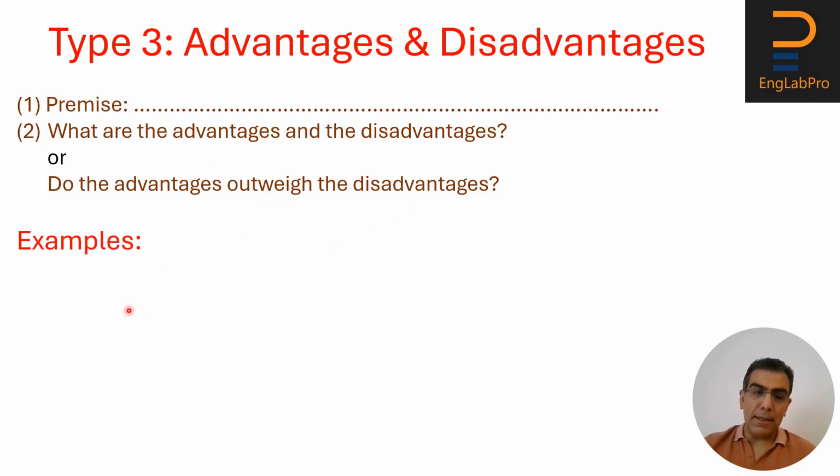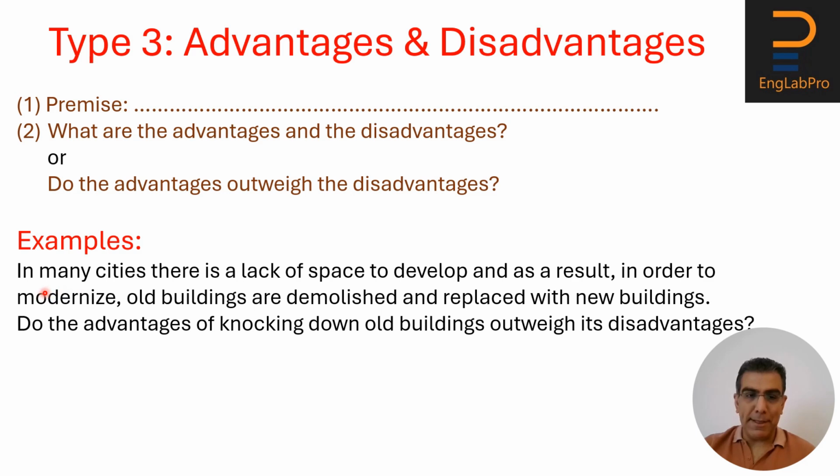Let's take a look at two examples. Well, the first one is, in many cities, there is a lack of space to develop, and as a result, in order to modernize, old buildings are demolished and replaced with new buildings. Demolished means destroyed, destructed. Do the advantages of knocking down old buildings outweigh its disadvantages? Knocking down again means demolishing, destroying. Well, from the beginning, from in many cities up to buildings is the premise, and then we have the question.